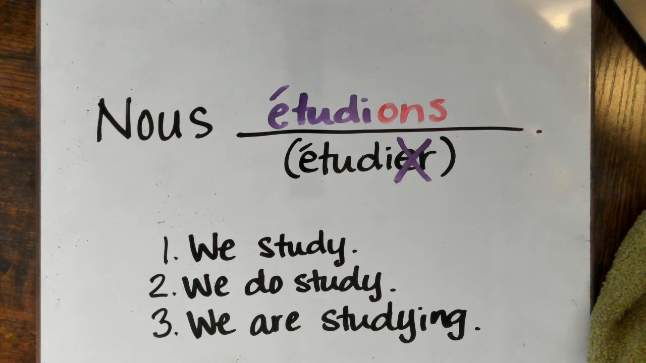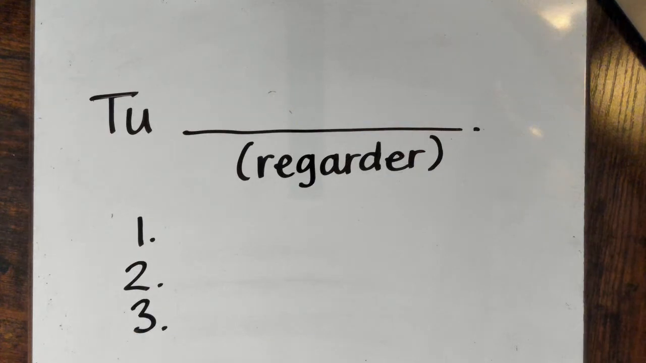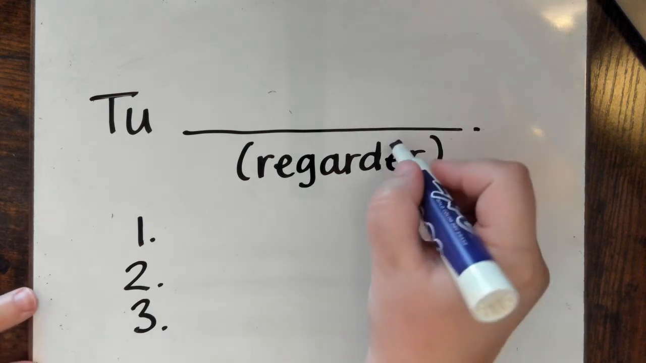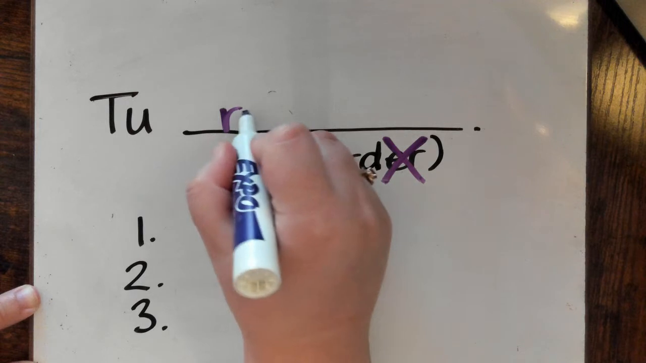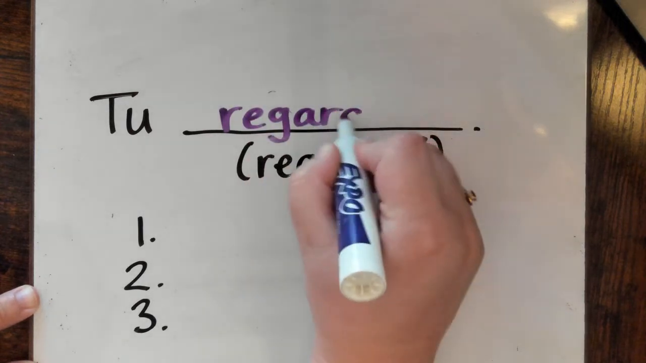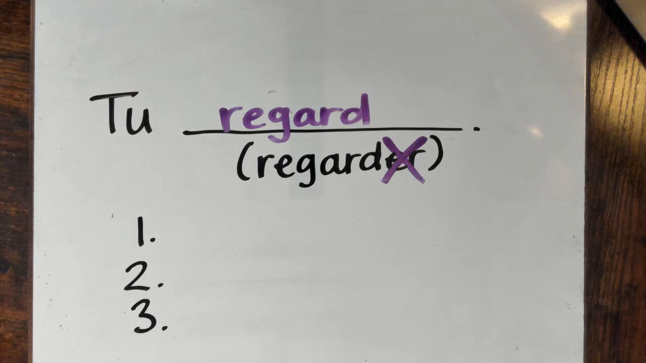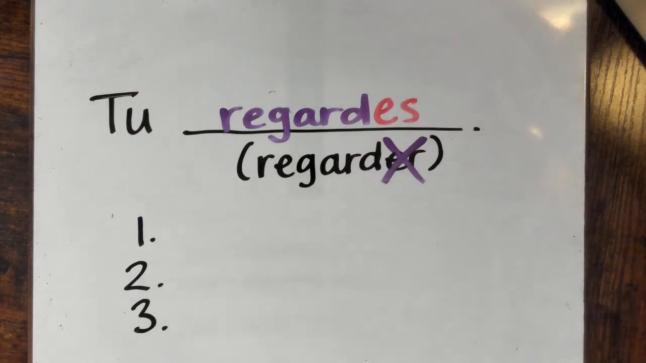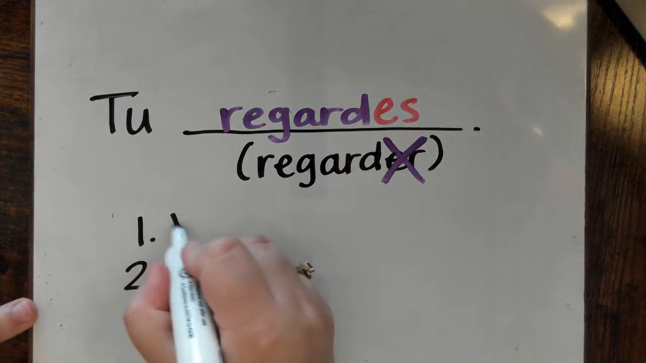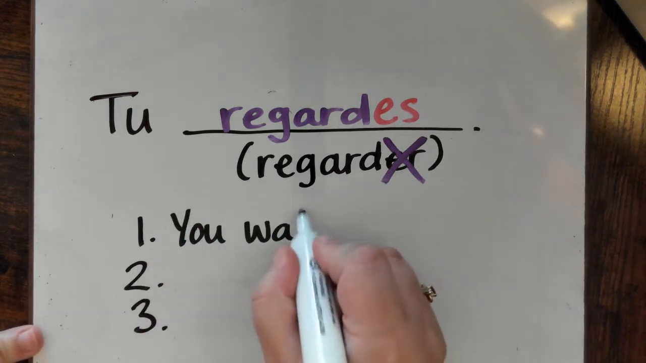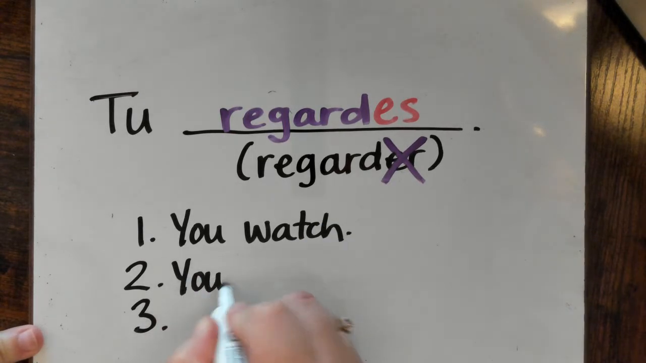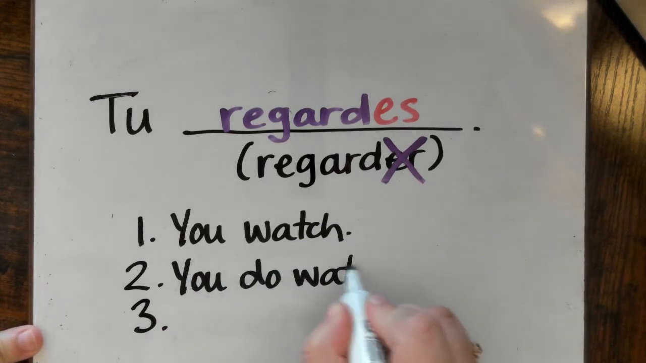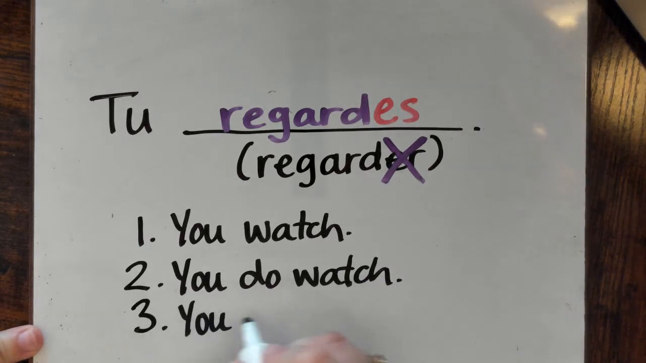Let's try some more. Okay, here we have the verb regarder, and the subject is tu. First, we're going to find the stem. And then we add the ending. The ending that goes with tu is es. And what are we saying here? Tu regardes. We're saying you watch. You do watch. And you are watching.